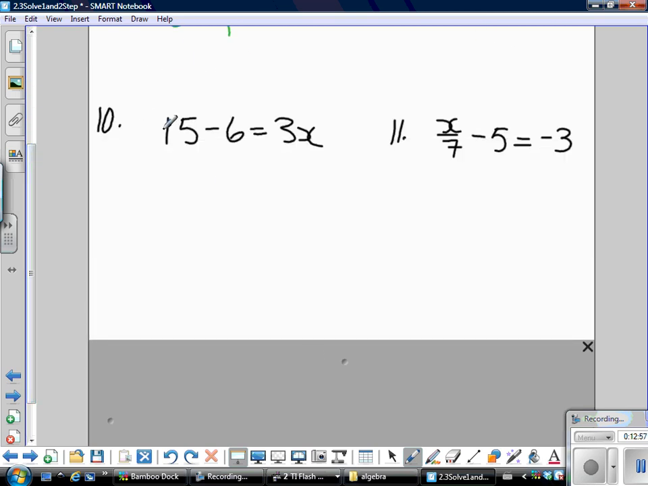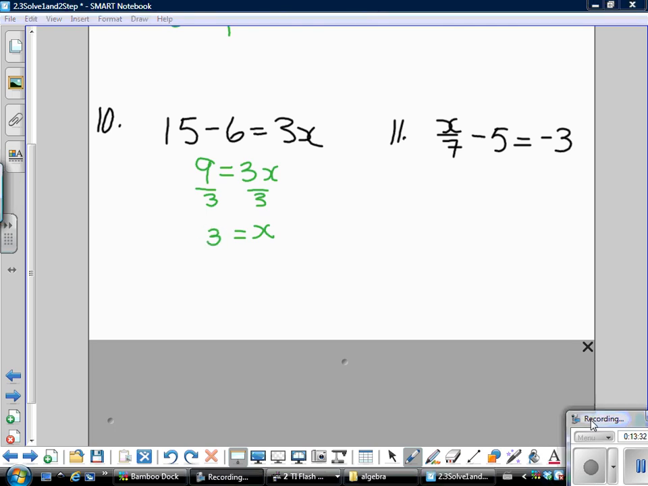Okay, the next one. 15 minus 6 equals 3x. Well, obviously the 15 and then minus 6 can go together. So 15 minus 6 is 9. So 9 equals 3x. Now notice what's different here is the x is on the right-hand side. And that's fine. It can stay on the right-hand side. Or if it really bothers you, you can literally flip it around. And you can have 3x equals 9. I'm going to leave it this way because I have no problems with it being there. So divide both sides by 3 in order to get x by itself. 9 divided by 3 is 3.